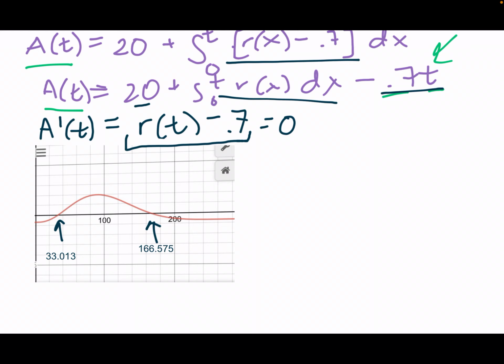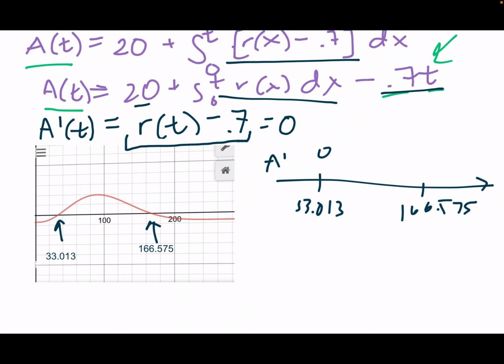So you can even make a sign chart based on this picture that we have. So my derivative, A prime, has a zero at 33.013 and a zero at 166.575. Now I don't need to make a sign chart, it's sort of a moot point, but I can almost see the sign chart here. My derivative is below the x-axis from 0 to 33.013, so my derivative is negative, and then it goes above the x-axis, so the derivative is positive, and then this last portion, the derivative is below the x-axis, so it's negative again. So I can see I'm going to go from decreasing to increasing to decreasing.